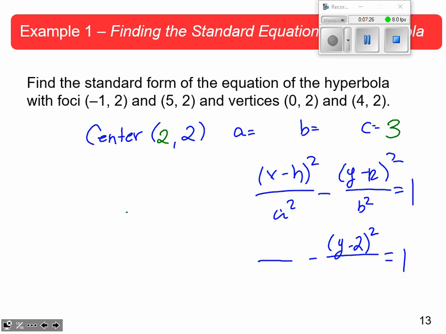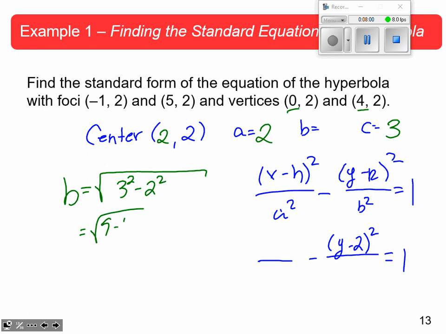Now this also helps us find the value of a. Because when we look at the vertices 0 and 4, well, a plus 2 and a minus 2 would give us 4 and 0. So what plus 2 is 4? 2 minus 2 is? So the value of a is 2. So to find our value of b, we just take the square root of 5.